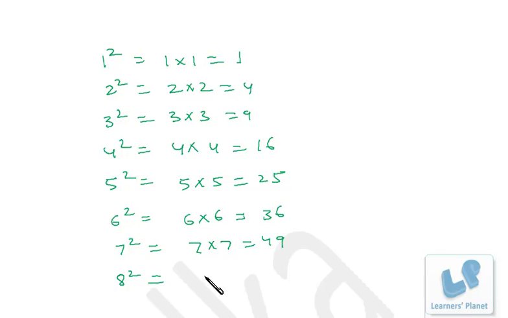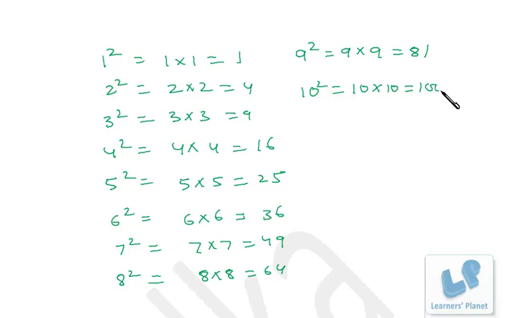8 square is 8 into 8, that is 64. 9 square is 9 into 9, that is 81. 10 square is 10 into 10, that is 100. 11 square is 11 into 11, that is 121. Similarly, you can find out the squares of other numbers as well. 15 square is 15 into 15, 225.